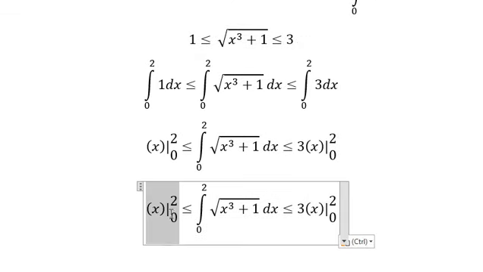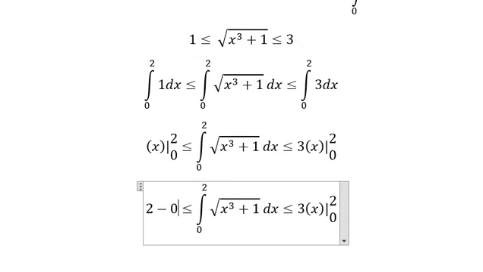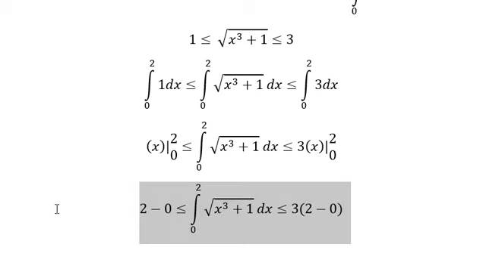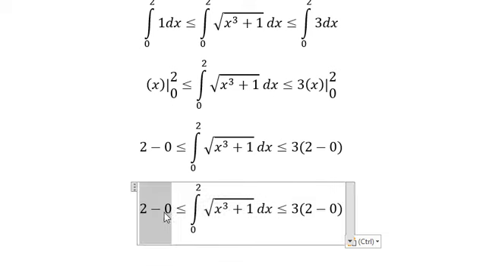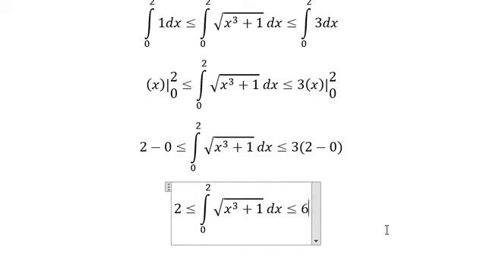And this one we have 2 minus 0. This one we have 2 minus 0. This one we have 2. This one we have 6. And here is the final answer.